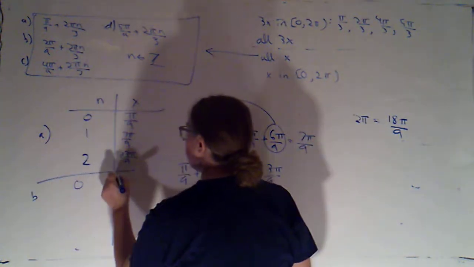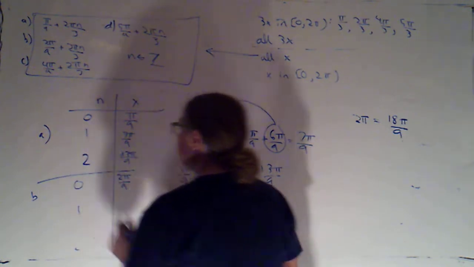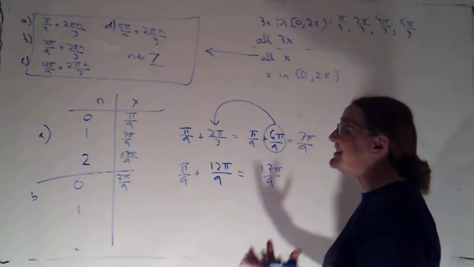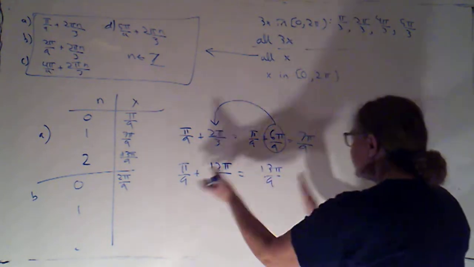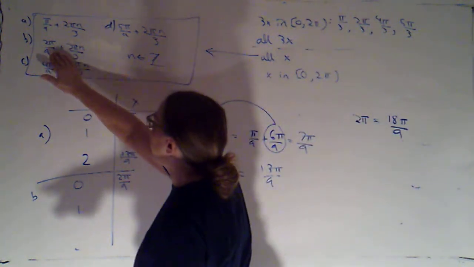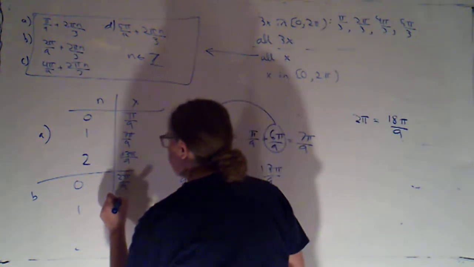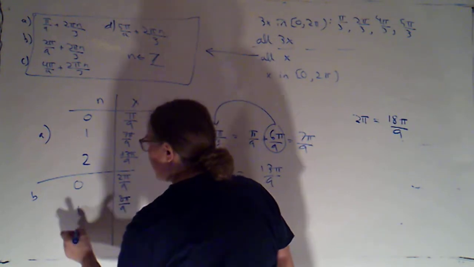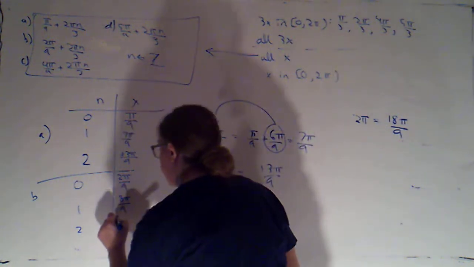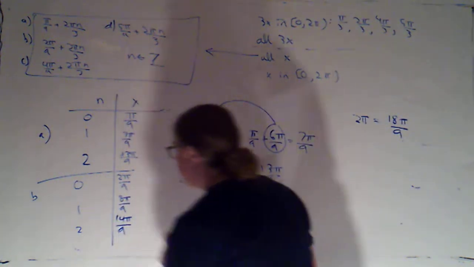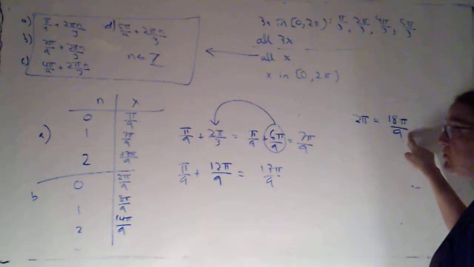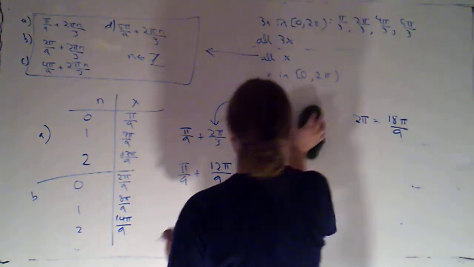From B, if n is 0, I'm just getting 2 pi over 9. If n is 1, I'm getting 2 pi over 9 plus 6 pi over 9. Notice, once I recognize that that's what I'm adding, it starts to go a little faster. 2 pi over 9 plus 6 pi over 9 would be 8 pi over 9. If n is 2, I'm adding another 6 pi over 9 to that, so that would give me 14 pi over 9. And if I added another 6 pi over 9, that would be too big.